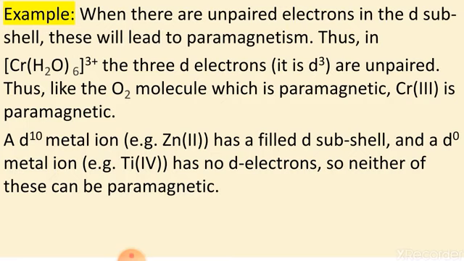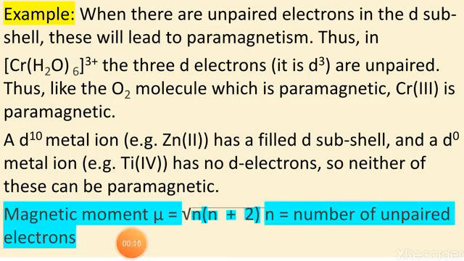Similarly, a d10 metal ion, that is Zn2+, has a filled d subshell, and a d0 metal ion, that is Ti4+, has no d electrons. So neither of these can be paramagnetic; they may be diamagnetic. So dear students, by using this formula, you can get the value of magnetic moment if you know the number of unpaired electrons, and also you can find the number of unpaired electrons if you know the value of magnetic moment mu.